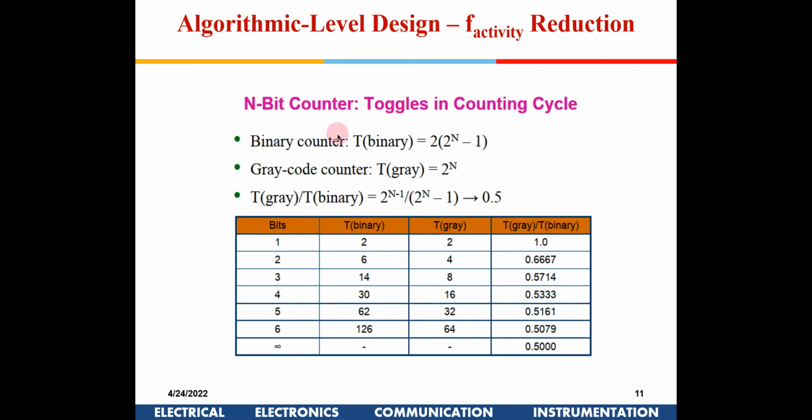This is now expanded to n-bit. For an n-bit counter, these are the equations, and approximately you can see that for a large value of n, the toggle of gray with respect to toggle of binary is 0.5. That means the power is almost half. The power required in a gray counter will be half, because we are targeting the activity factor. So you can say the activity of a gray counter is almost half that of a binary counter. This is one particular method of reducing power.